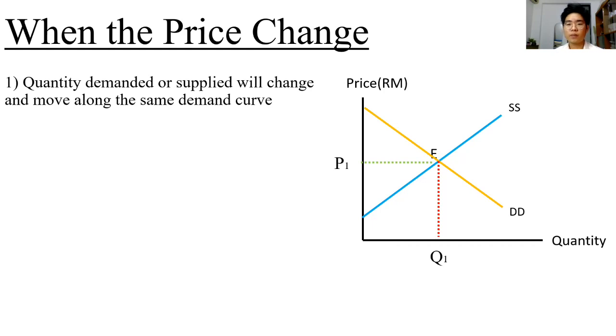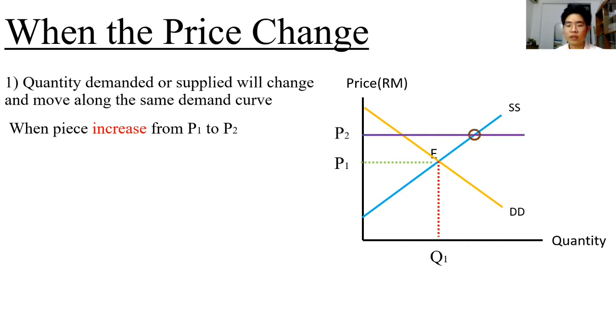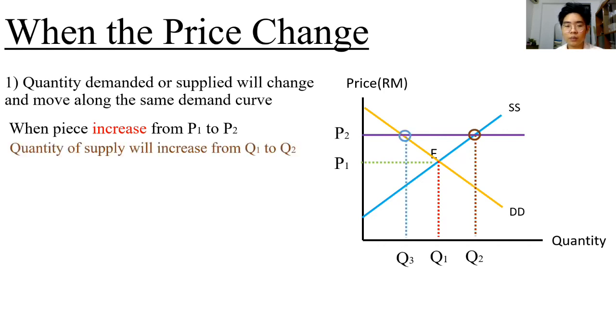For example, when the price changes, the quantity of demand and quantity of supply will also change. But the change in the graph is only limited to the point moving along the curve. For the situation when the price increases from P1 to P2, the quantity of supply will also increase from Q1 to Q2, while the quantity of demand will decrease from Q1 to Q3.